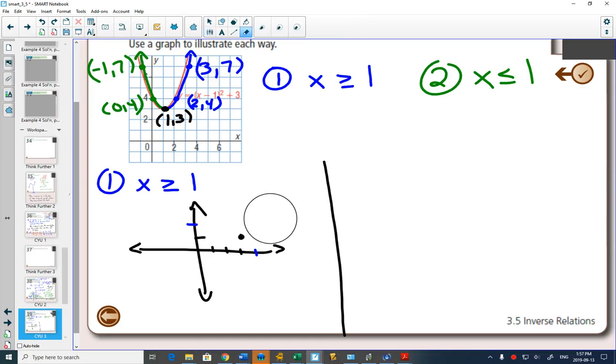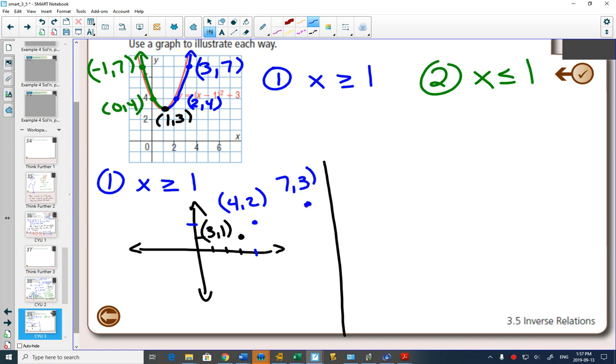I don't like where I labeled (3, 1). (2, 4) is going to go to (4, 2). (3, 7) is going to go to (7, 3). My graph, when it's reflected, is going to look like that.